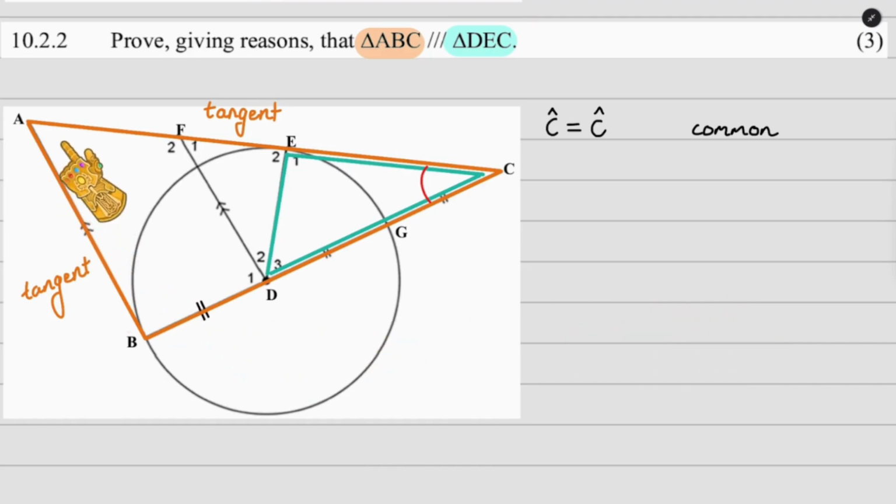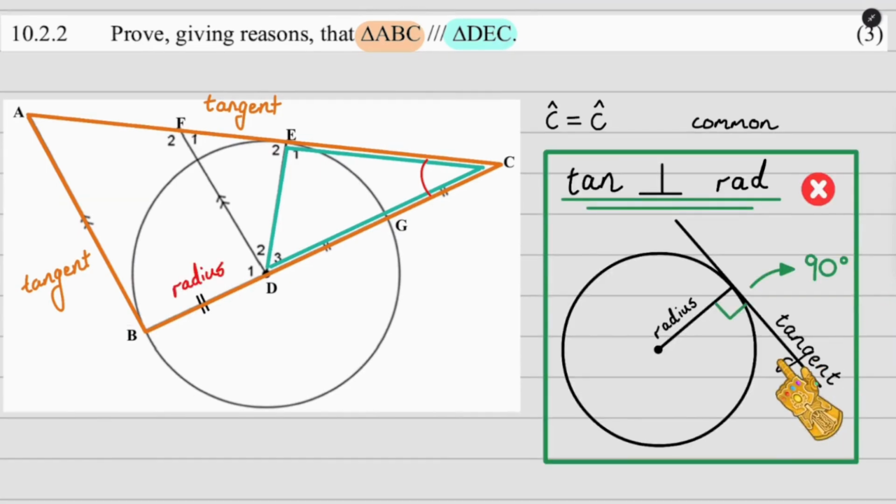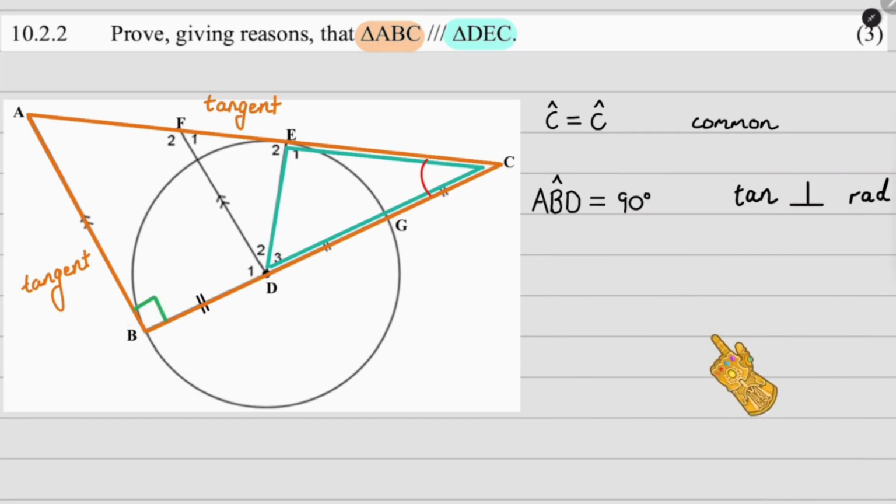Okay, so firstly, in this orange triangle, I see a radius and I see a tangent. So tan perpendicular to rad, my chum. And just to give you a quick reminder of that, if I have a radius and a tangent, I know that the angle between them is 90 degrees. So here's a radius, here's a tangent, so I know this angle is 90 degrees. I can conclude it's 90 degrees. And we express that in our work like this. The angle ABD is 90 degrees because of tan perpendicular to rad.